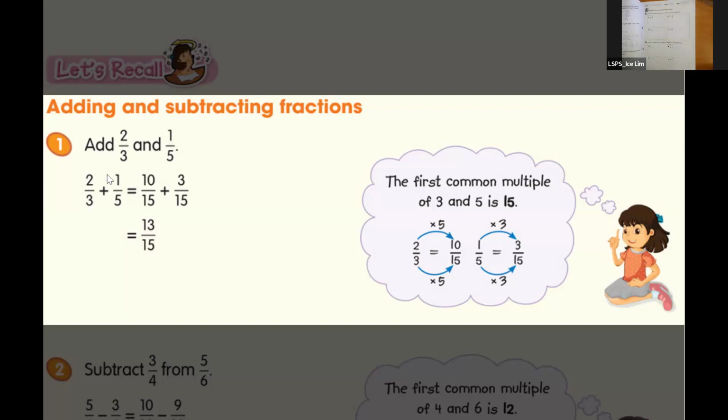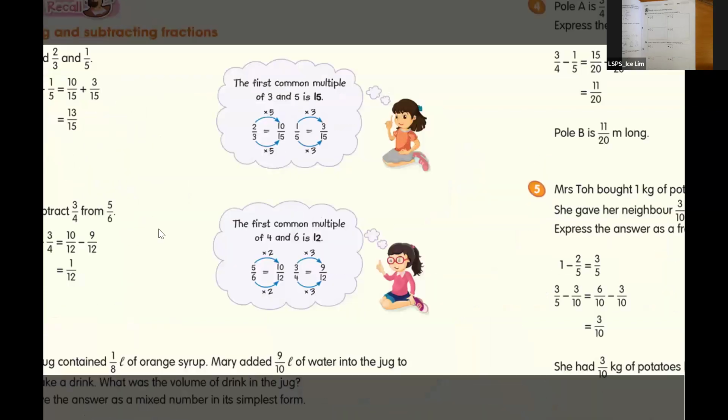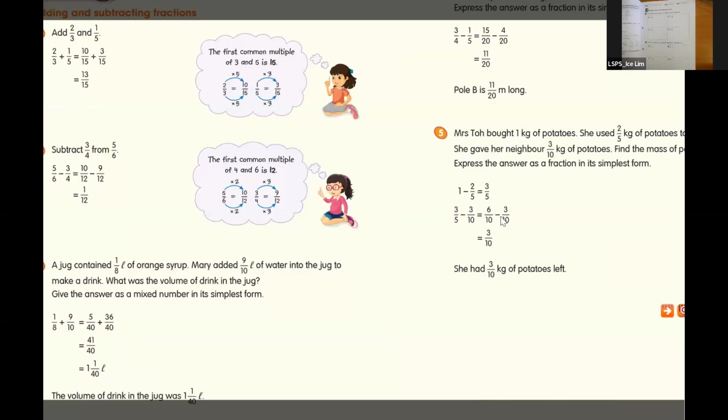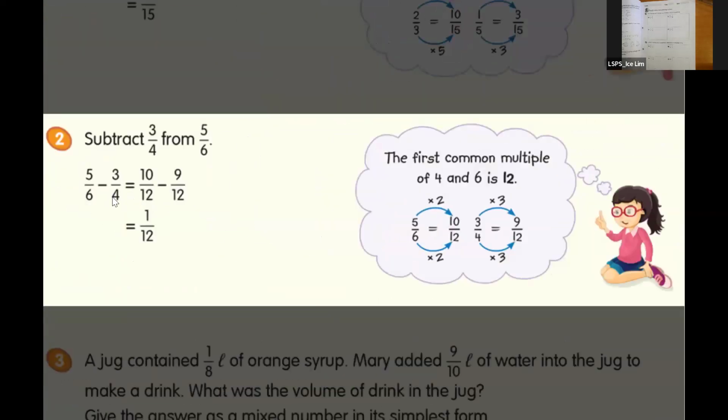So for example, 2/3 and 1/5 here, you find common multiples. Common multiple is something you learned previously as well. And then you can add. Same for subtraction, finding equivalent fractions for 5/6 and 3/4. And the clue is looking for a common multiple for 4 and 6.